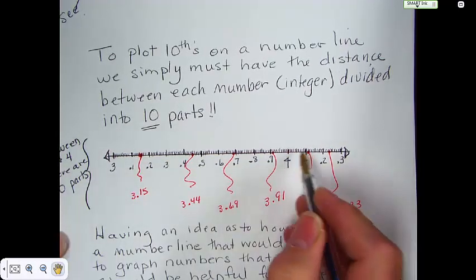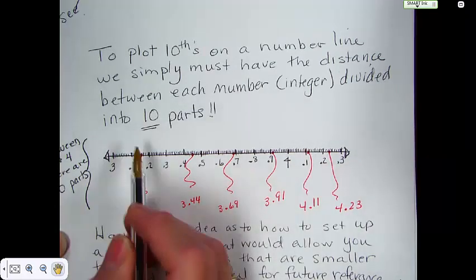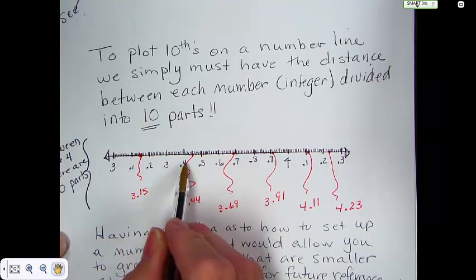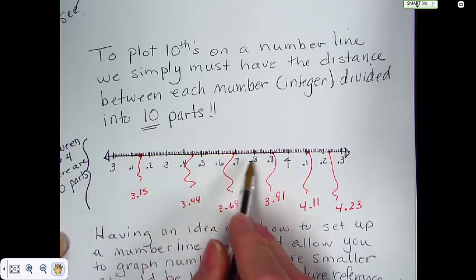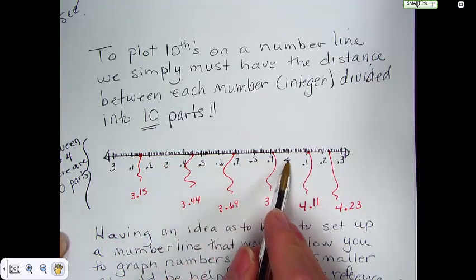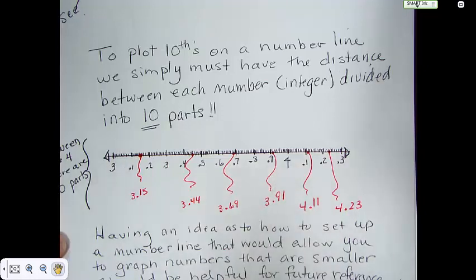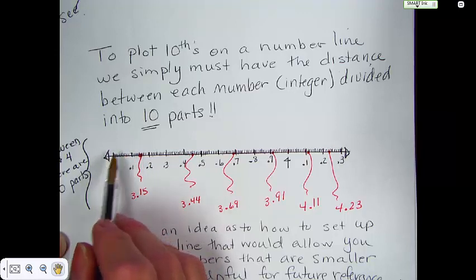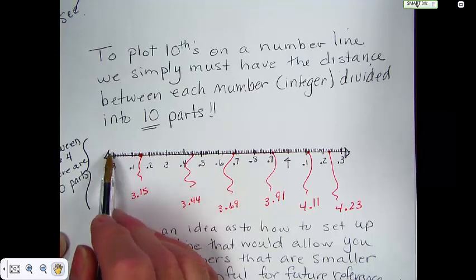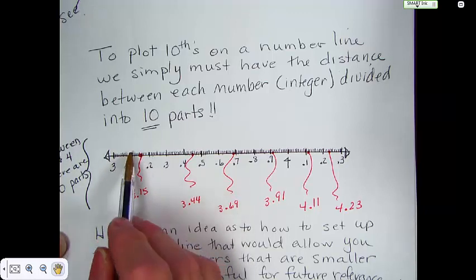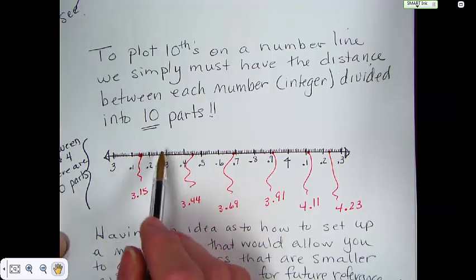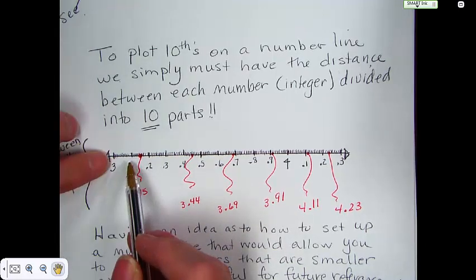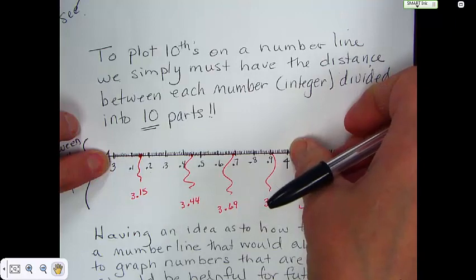Between 3 and 4, I have set up 0.1, 0.2, which is of course 1/10, 2/10, 3/10, 4/10, 5/10, 6/10, 7/10, 8/10, 9/10. And then this of course is 10/10, and that puts us at 4. Now between 3.0 and 3.1, I've put in 10 markers. Between 0.1, 0.2, I've put in 10. Between 0.2, 0.3. So if you were to count from here to here, there are 100 marks.